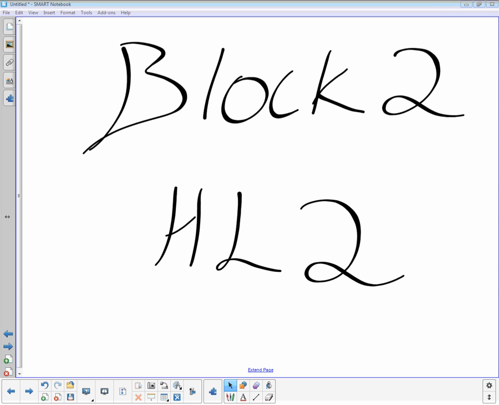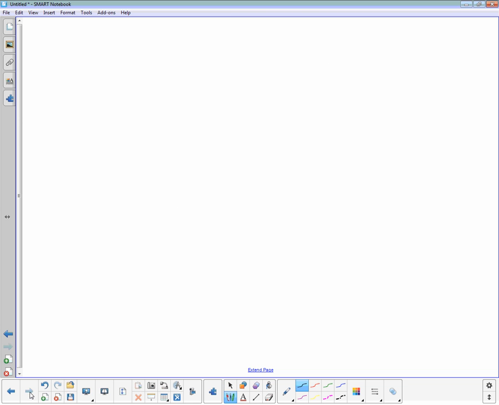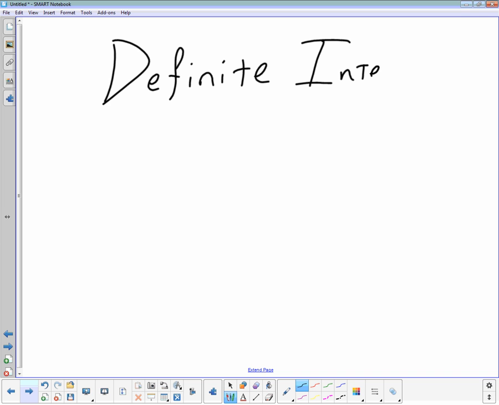All right, so playing around today with the definite integral. All right, the definite integral.